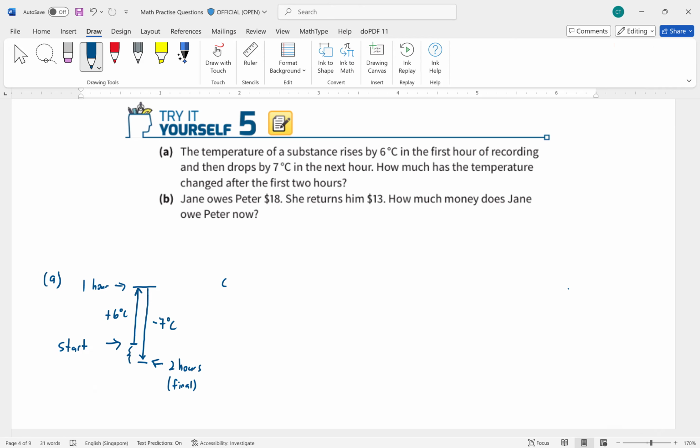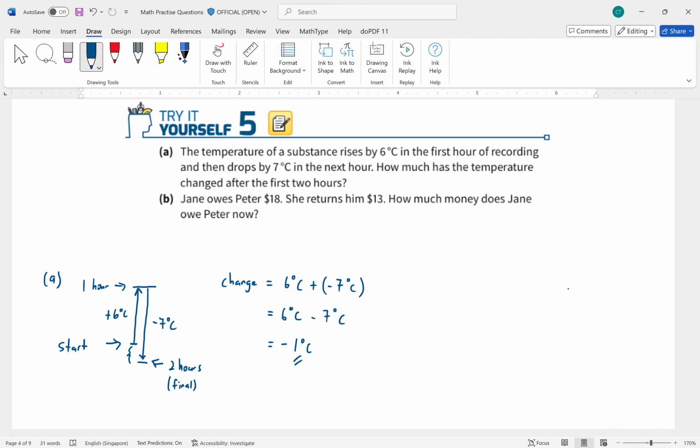We can calculate that easily by doing this. The change in temperature would be, in the first hour, it went up by 6 degrees. In the second hour, it dropped by 7 degrees. To calculate change, you take the first temperature increase plus the decrease. For the decrease, we put a negative here. If we open the brackets, positive plus negative will become negative. So 6 degrees minus 7 degrees. The overall change in temperature will be negative 1 degree Celsius.